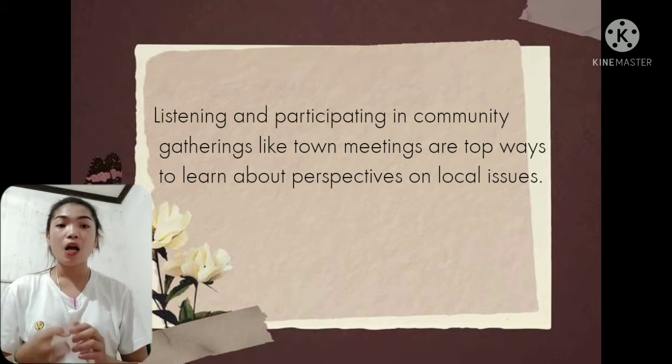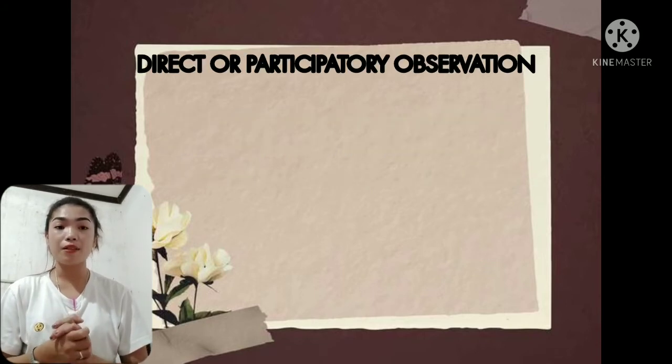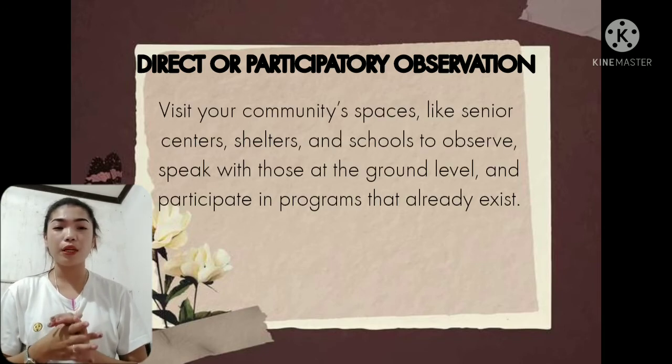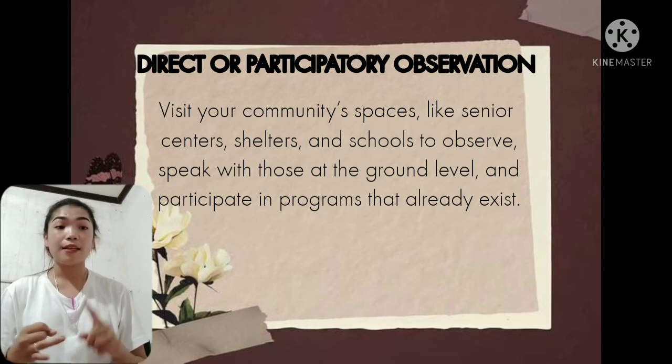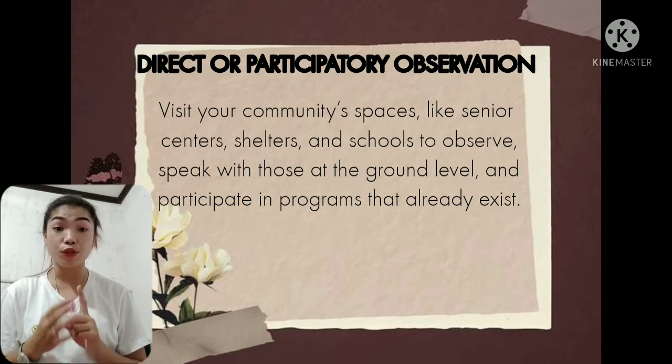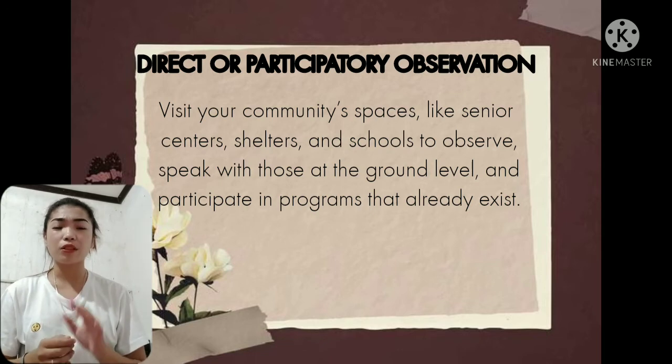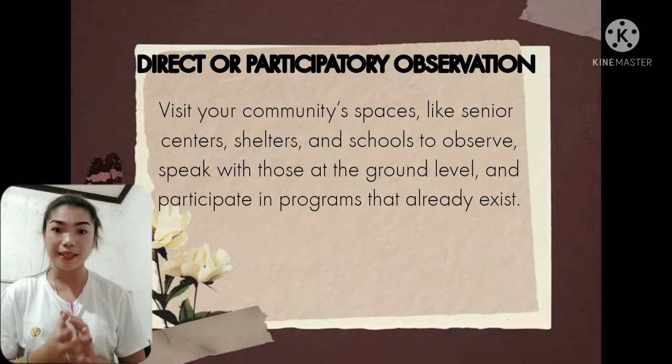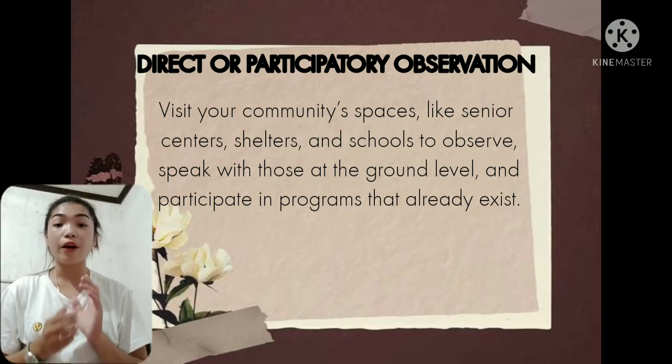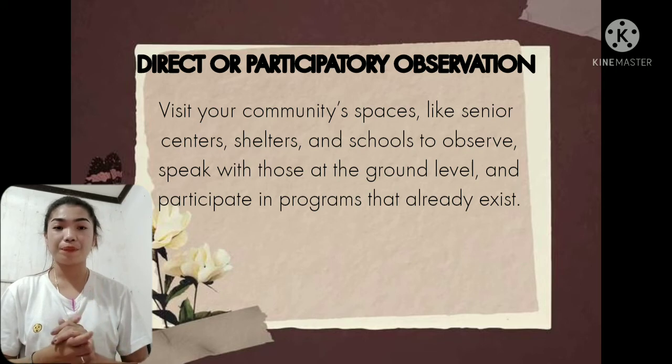Third, direct or participatory observation. Visit your community spaces like shelters, centers, and schools to observe, speak with those at the ground level, and participate in the programs that already exist. So, direct or participatory observation.